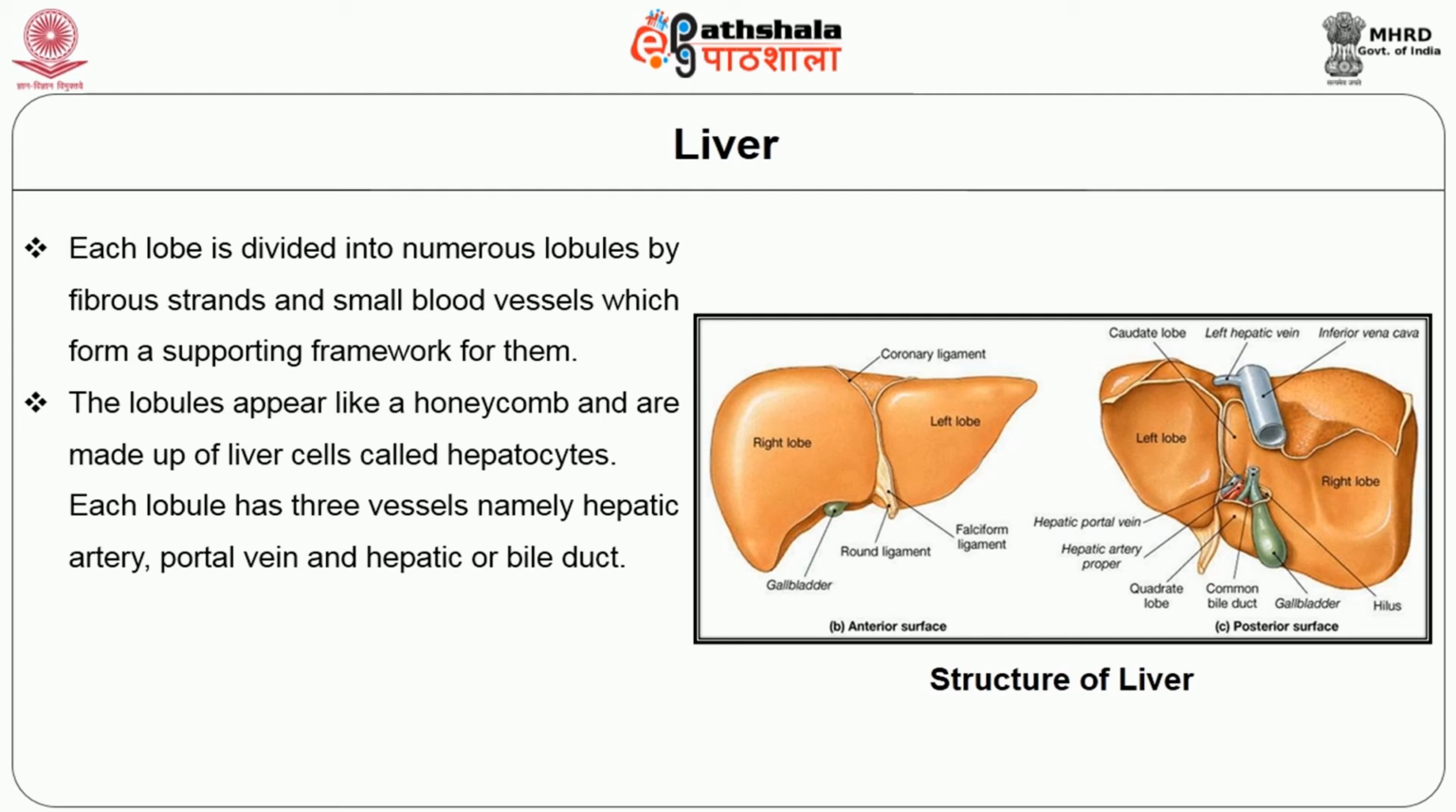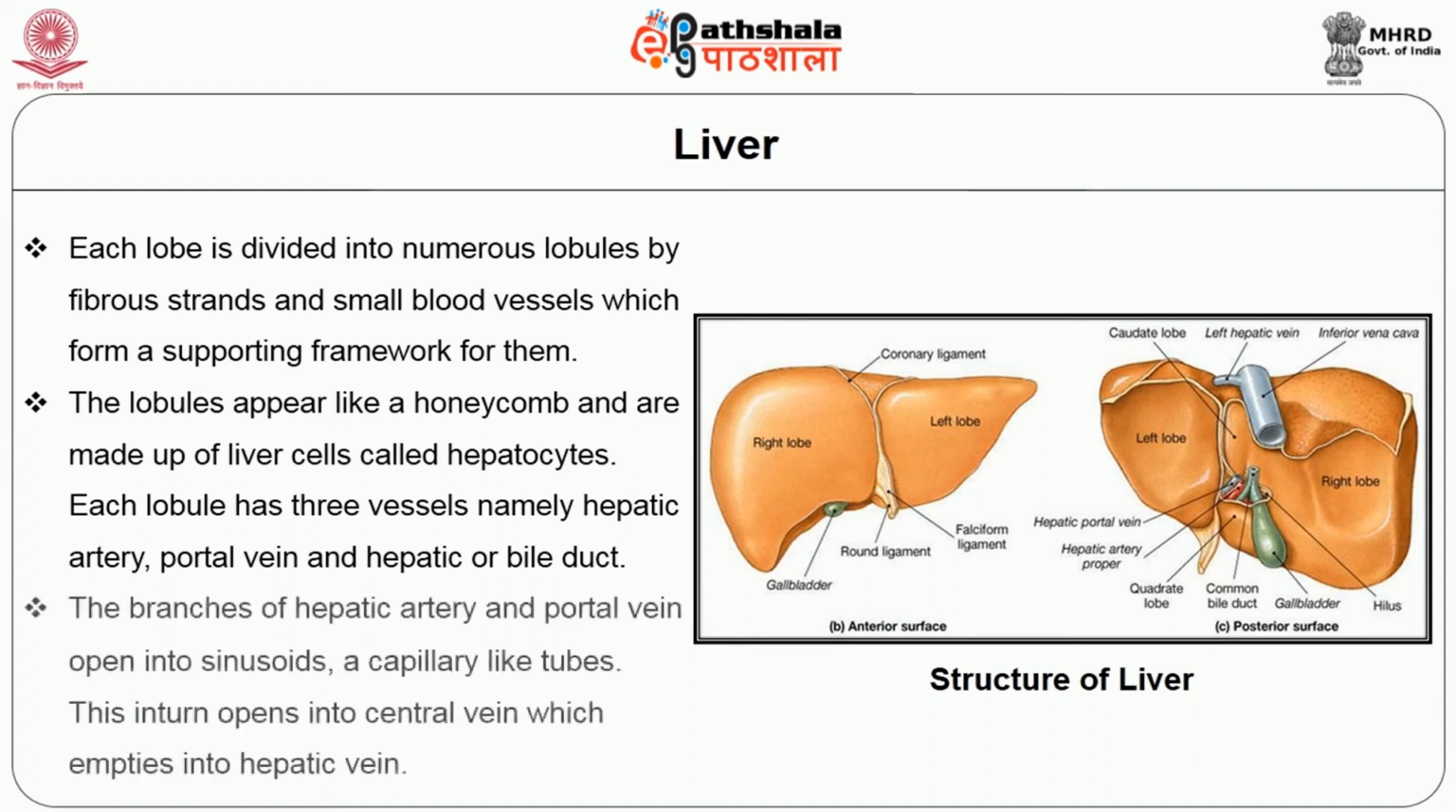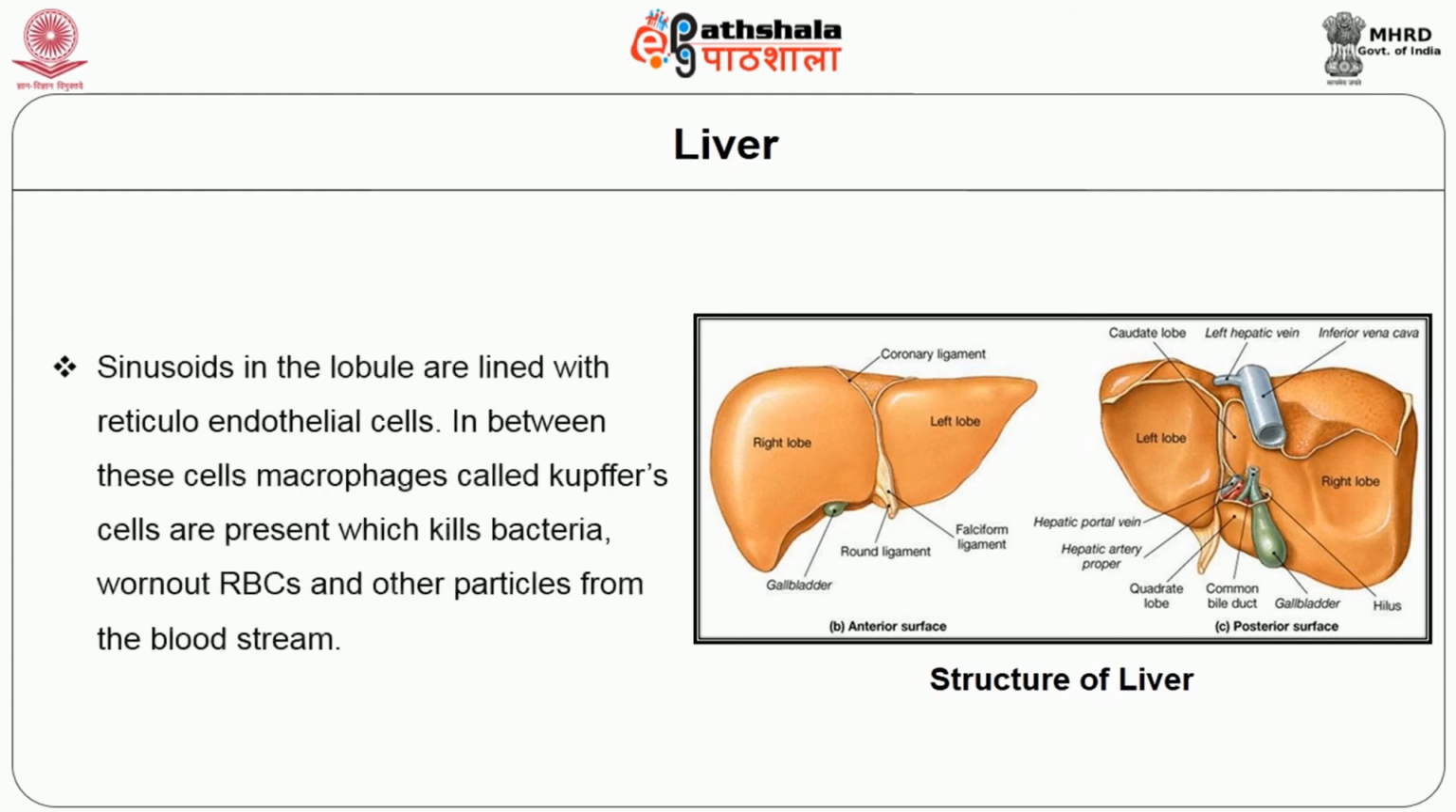Each lobule has 3 vessels, namely hepatic artery, portal vein and hepatic or bile duct. The branches of hepatic artery and portal vein open into sinusoids, a capillary-like tube. This in turn opens into central vein which empties into hepatic vein. Sinusoids in the lobule are lined with reticuloendothelial cells.